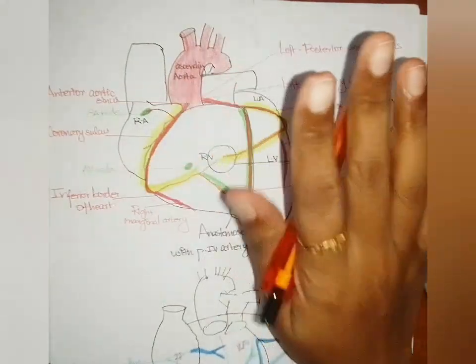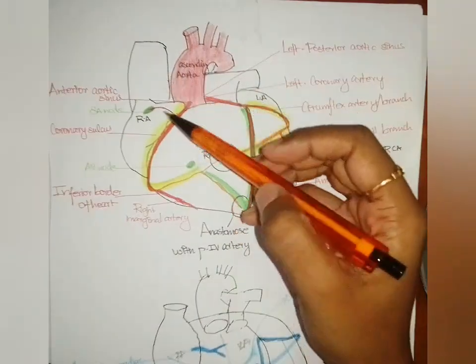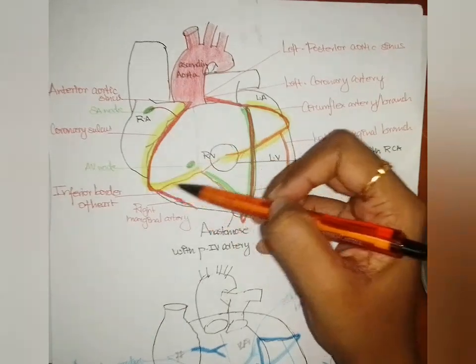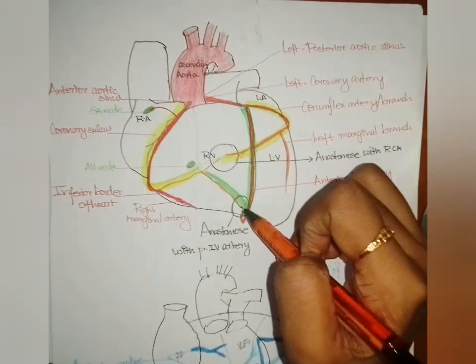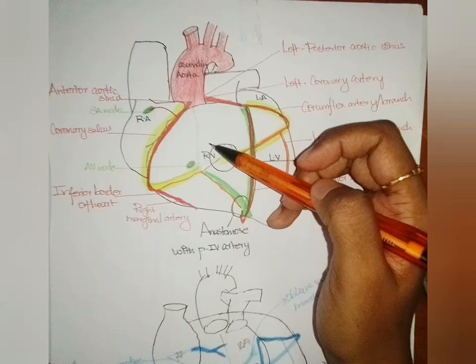So basically there are four branches. There are four branches of the right coronary artery, which is SA nodal artery, right marginal branch, AV nodal artery, and the posterior interventricular branch.